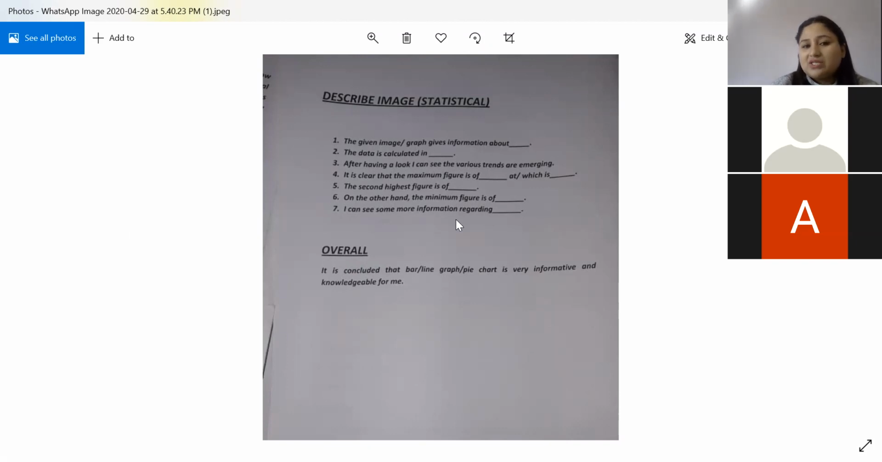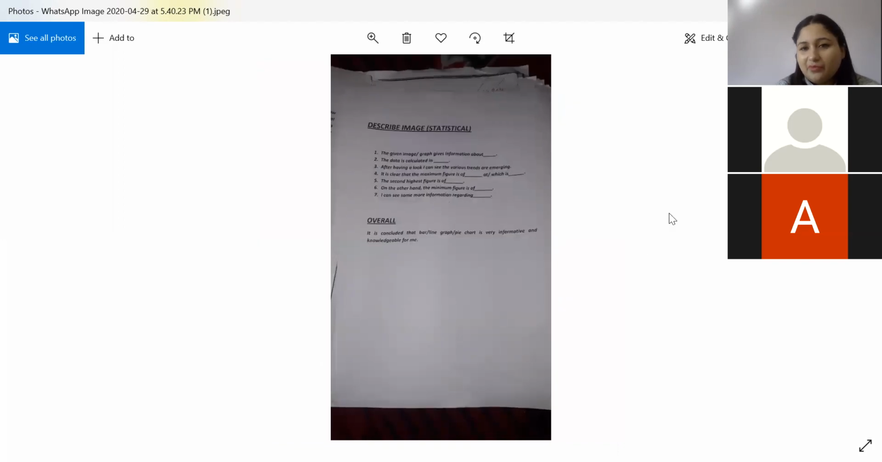"After having a look, I can see various trends are emerging. It is clear the maximum figure is of year 1998, which is 67%. The second highest figure is of year 2000, which is 94%, whatever it is. On the other hand, the minimum figure is of year 2001. I can see some more information regarding 95, 96. Overall, it is concluded that the bar graph gives informative and knowledgeable information. It's very informative and knowledgeable for me." Right? This is how you will be wrapping up the information here.